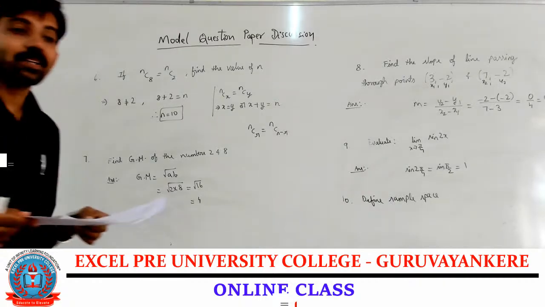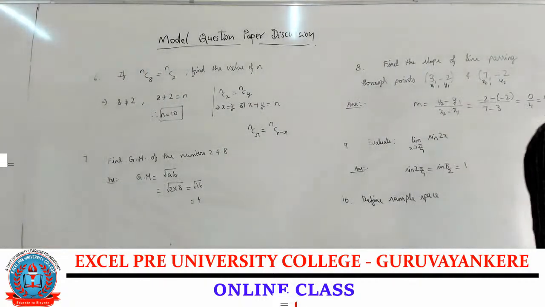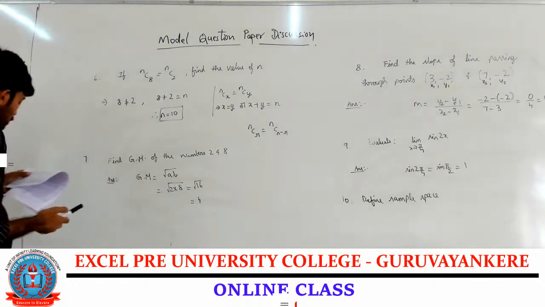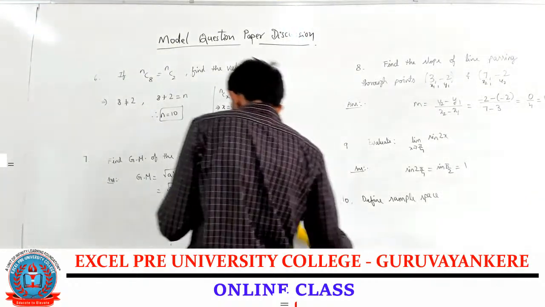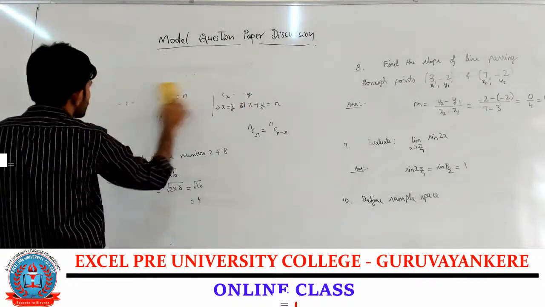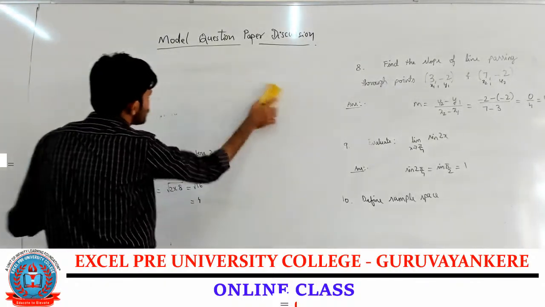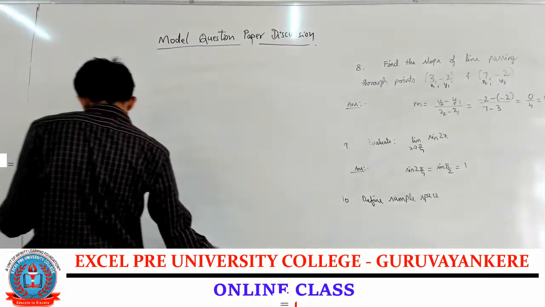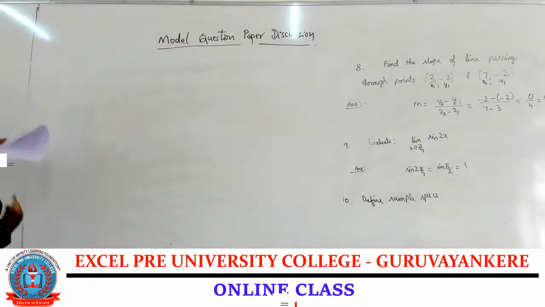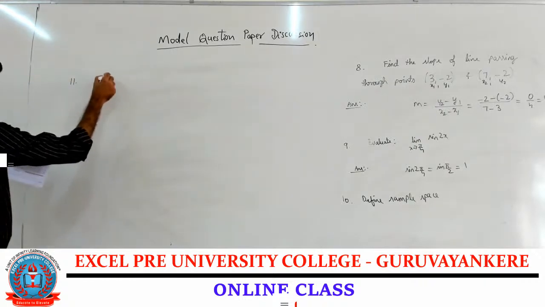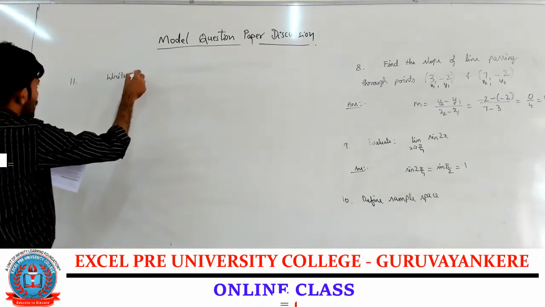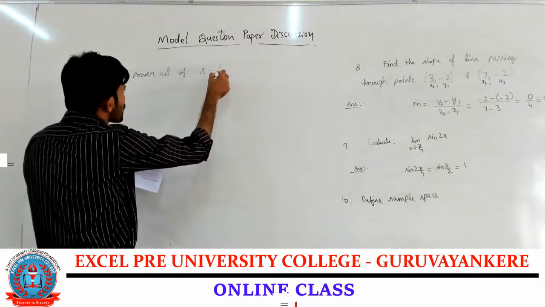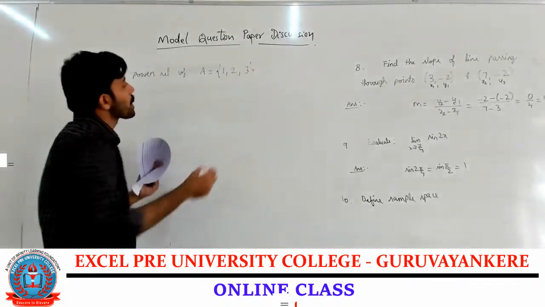Next we move on to part B of the question paper. Question number 11. Write the power set of the set A equal to 1, 2, 3. You have to write the power set.